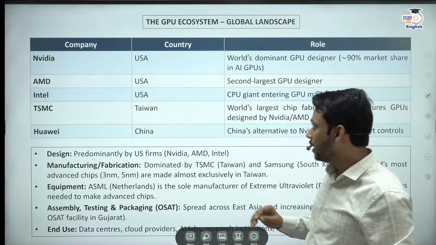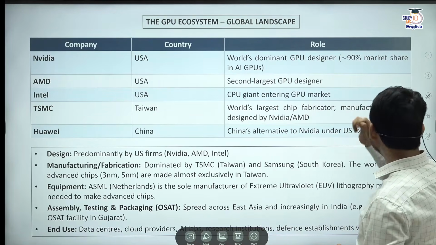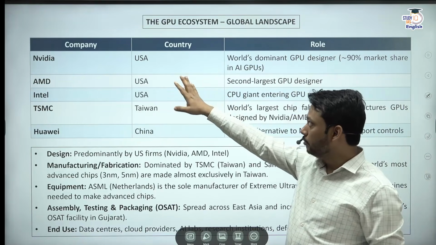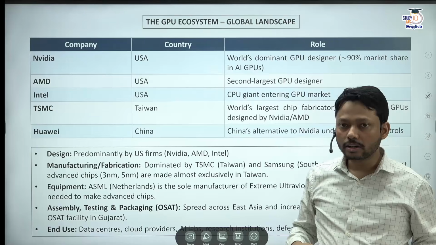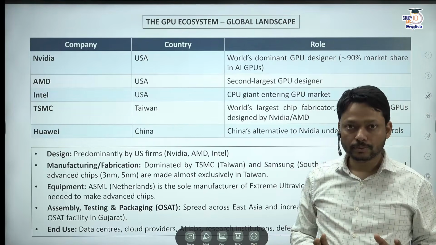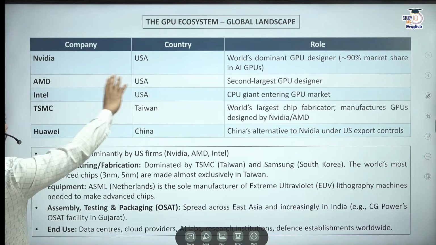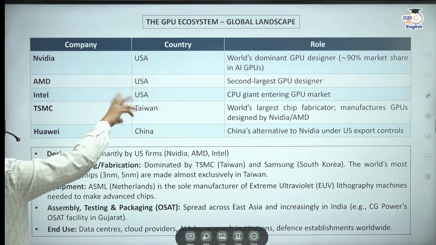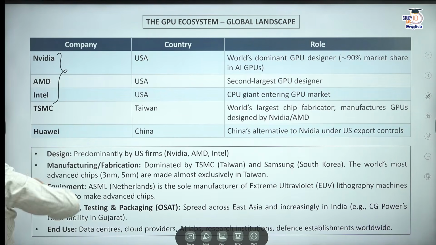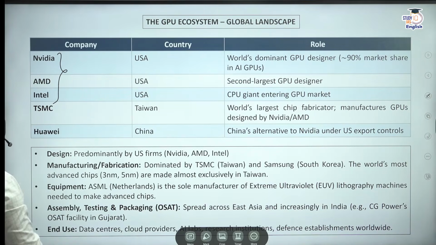But you need to know that NVIDIA has near dominance in the GPU ecosystem globally. 90% of the market share of all AI GPUs is with NVIDIA. NVIDIA is based in the USA, and the USA virtually controls the supply chain of GPUs. NVIDIA is into design, I hope you know that, and I have given you here the ecosystem. 90% of the chip design is with NVIDIA, and in the rest 10% we have AMD and Intel. So almost 100% of the design ecosystem is dominated by these three companies.